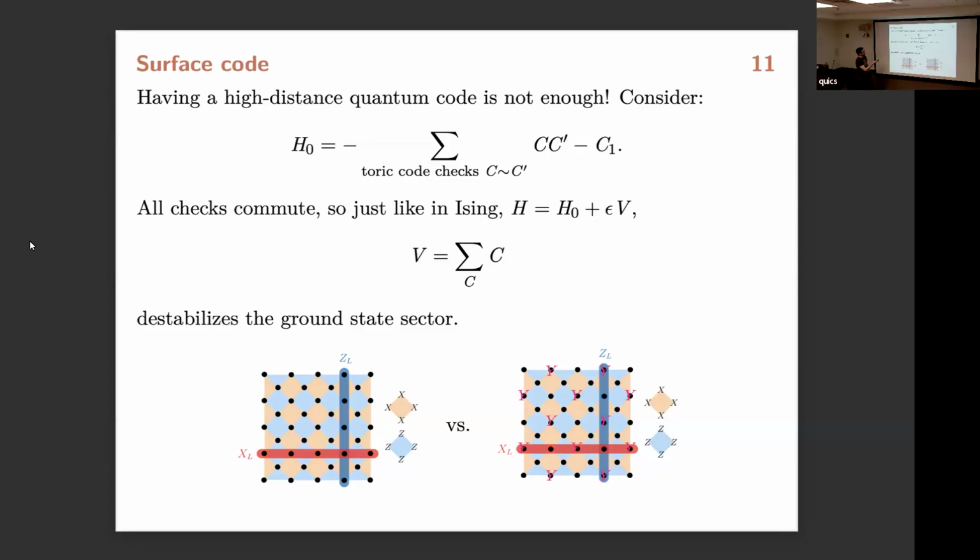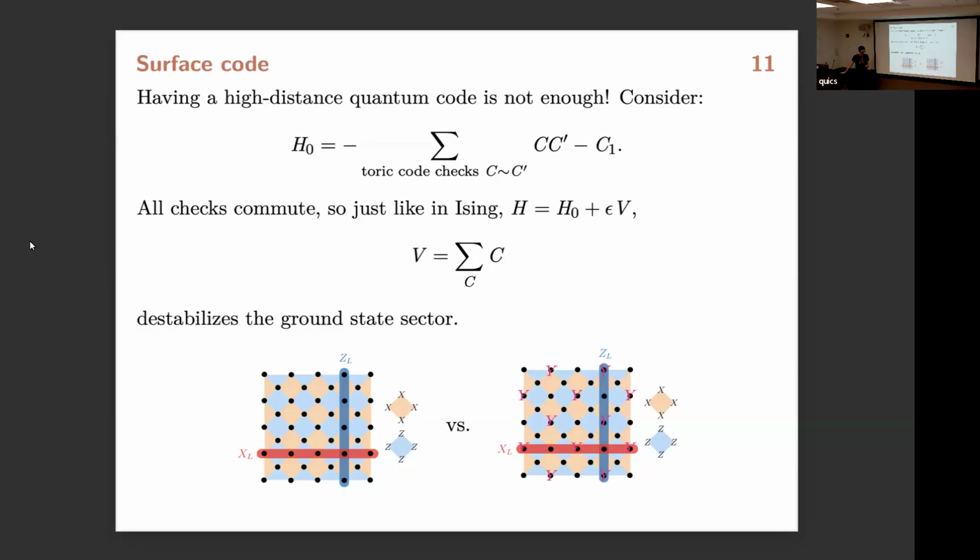Now adding this C1 and adding this perturbation V looks exactly like adding longitudinal fields to the Ising model. We're just picking whether we want the honest logical sector or this fake logical sector to be the true ground states. So having maybe not an asymptotically good quantum code, but an okay quantum code, is not enough. The distance being square root n does not protect this phase.